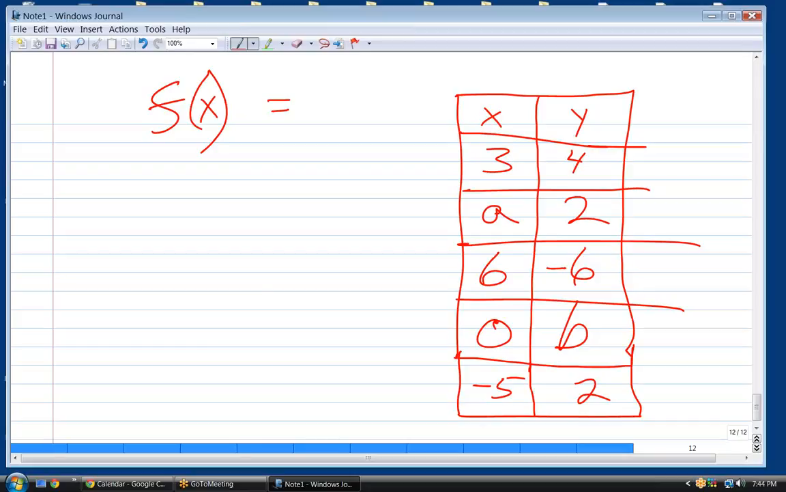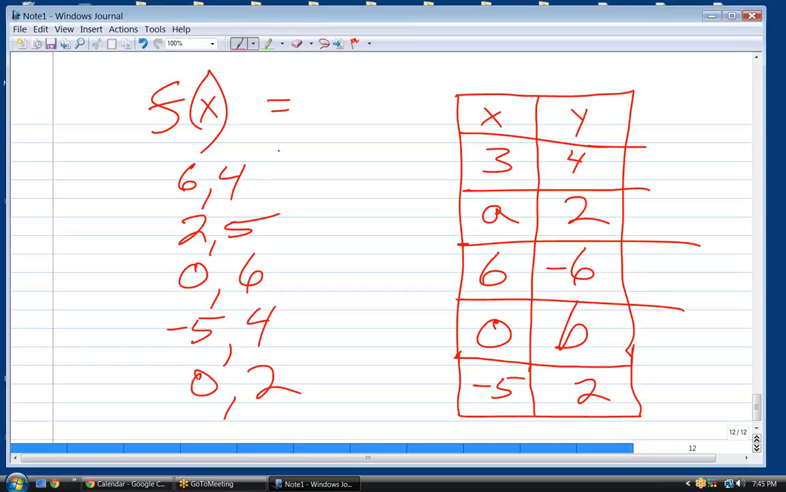So there's more than one answer. What did they say? Give an answer for a and b that makes it not a function? Yeah, there's like 6 different choices. Okay, what are the choices? A equals 6, B equals 4. A equals 2, B equals 5. A equals 0, B equals 6. A equals negative 5, B equals 4. And then A equals 0, B equals 2.